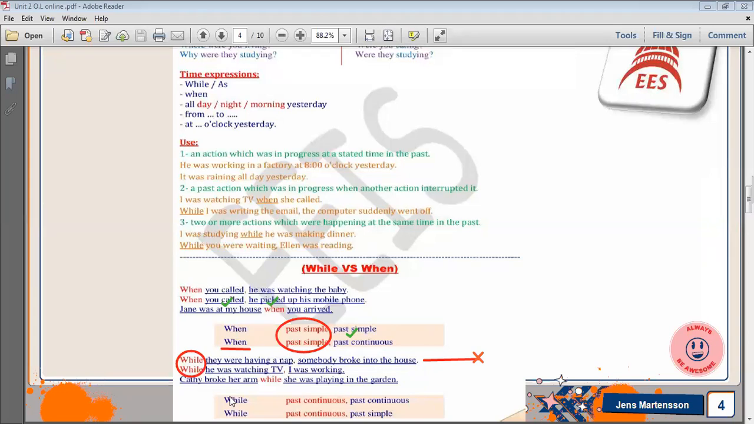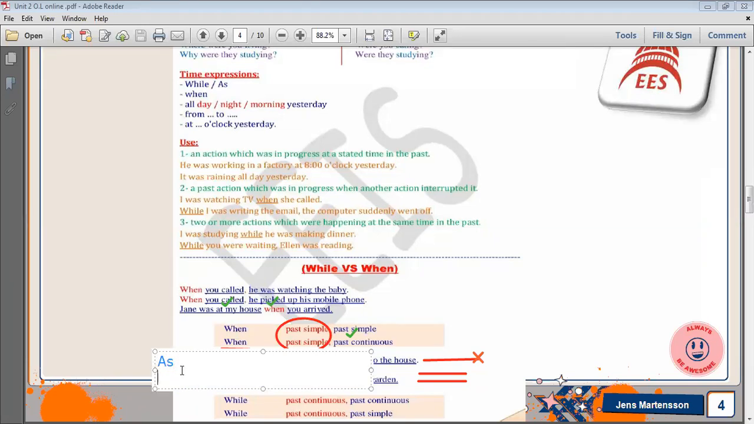Okay, the second one, while he was watching TV, I was working. You see, we have no interruption, only two long actions, and we can draw it. Two actions like this. They were happening at the same time and in the past. Okay, we can use while. Maybe also we can use as. Or we can maybe also use just as.